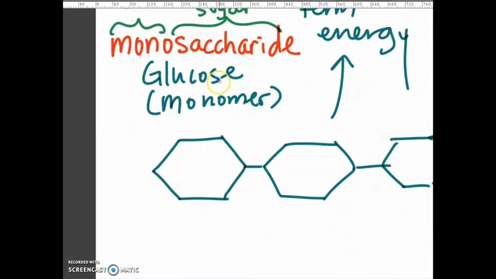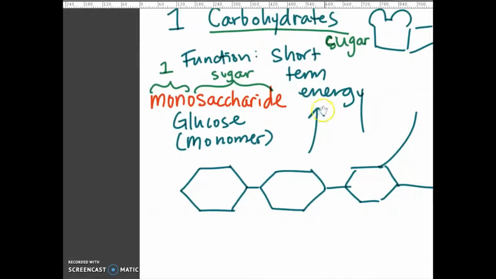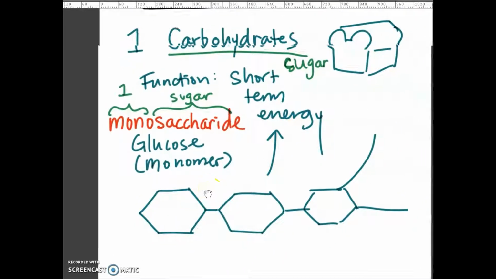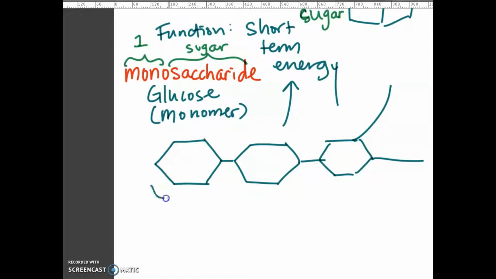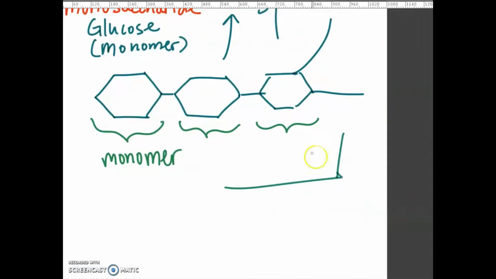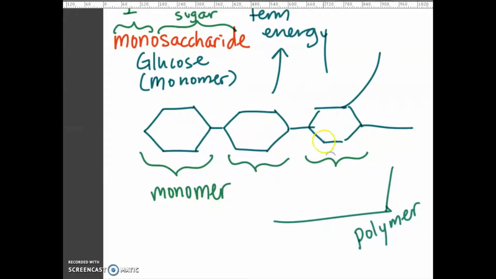Sometimes you might see something that's not glucose here. Could be glucose, could be fructose, so on and so forth. But either way, they're just 1 molecule. So this right here is 1 monosaccharide or monomer. This is another monomer, and this is another monomer, and the whole thing, this very, very long chain, is going to give you your polymer, which is your carbohydrates.